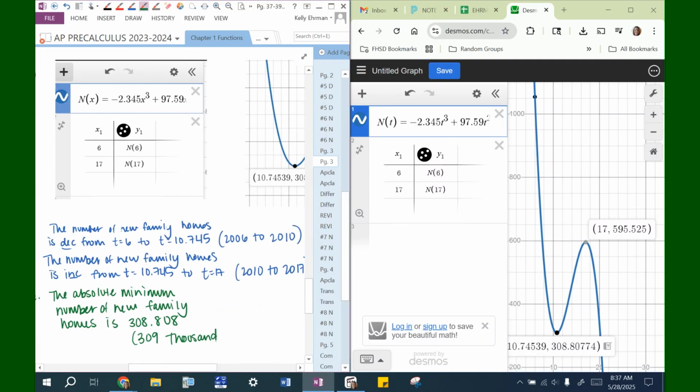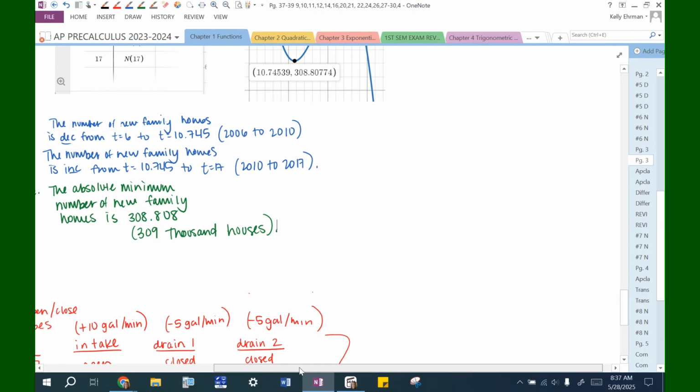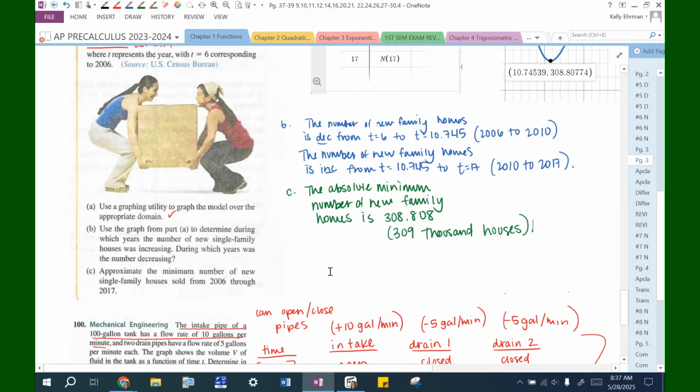Or you can add the zeros there. 309,000 houses. All right. And then this last problem, yeah, that was it.